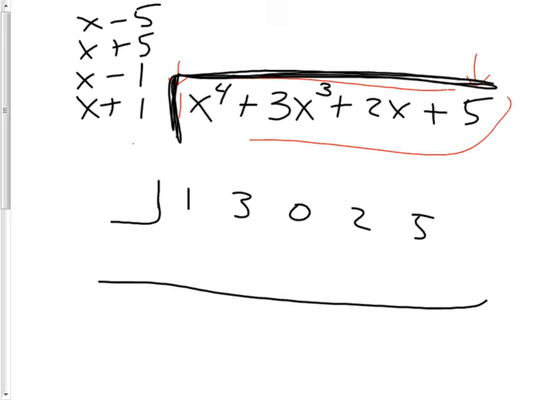Yes, sir? When we put that number in the box, if there is no plus or minus, we just put -5. When we put -5 in the box. Okay, good question. If they give you x minus 5, you should say 5. If they give you x plus 5, you should say -5.